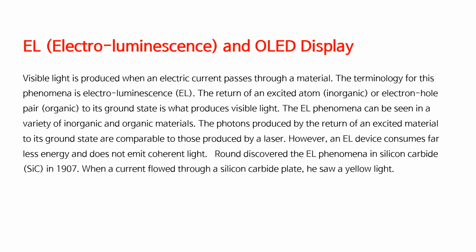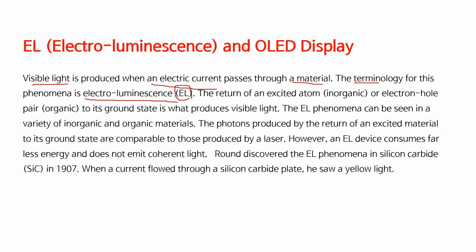Now let's see EL and OLED display. Visible light is produced when an electric current passes through a material. The terminology for this phenomenon is called electroluminescence. We call it EL.